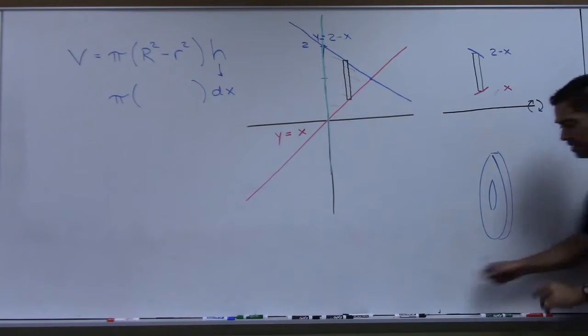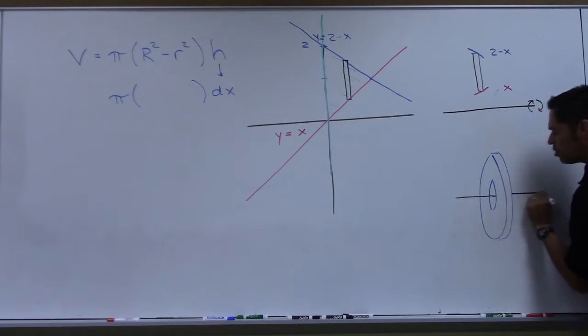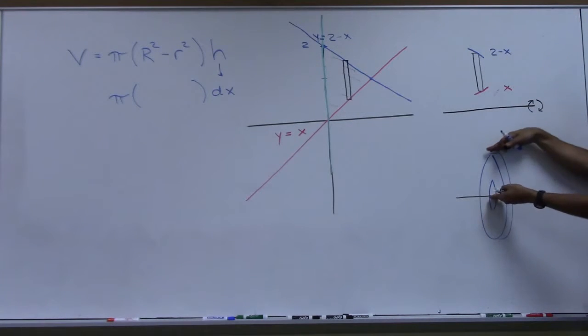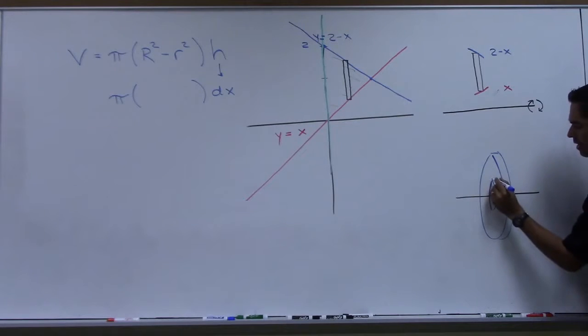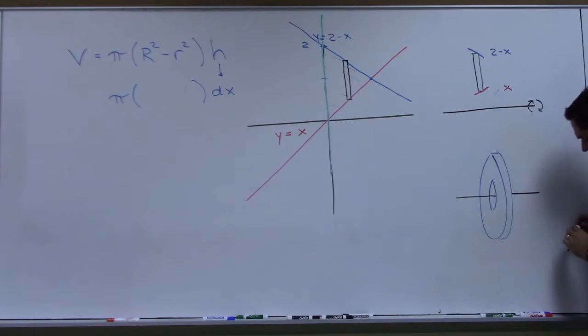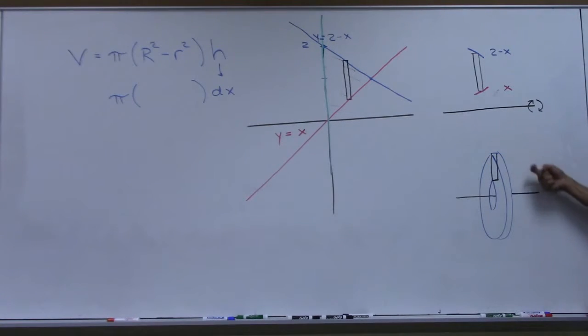Capital R is the distance from the center of rotation to the outer edge of the washer. If you bring this picture up here, remember our rectangle is actually in there like this, isn't it? That was the thing that got wrapped around. I don't know if you can see that, but it's in there.